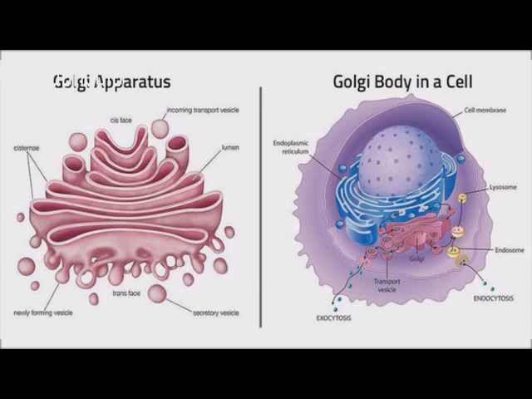A vacuole is bound by a single membrane called tonoplast. The membrane encloses a fluid called cell sap. It contains sugar, proteins, amino acids, and minerals. In plant cells, the vacuoles are large.